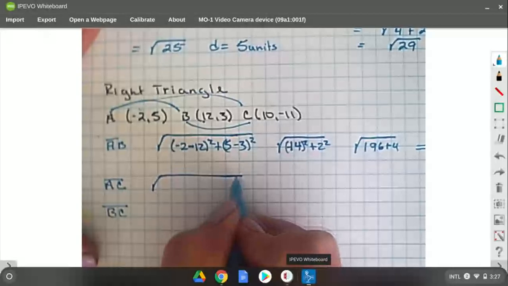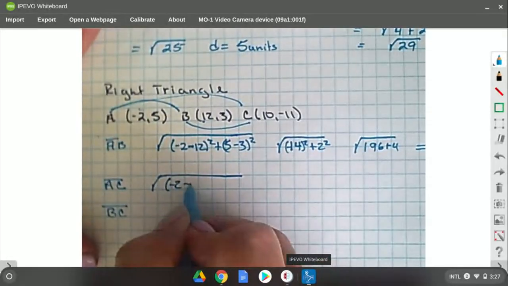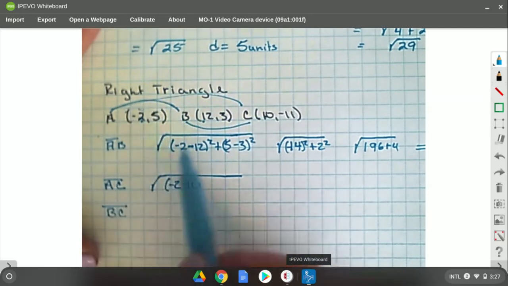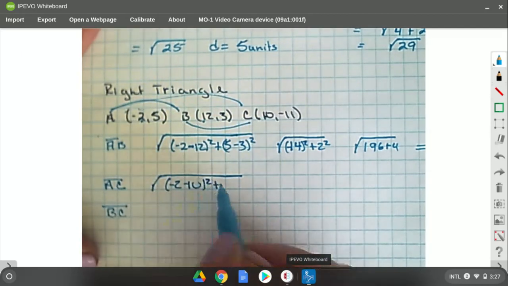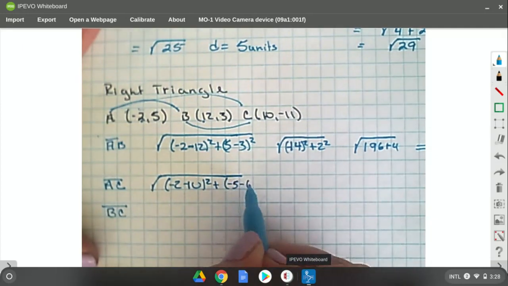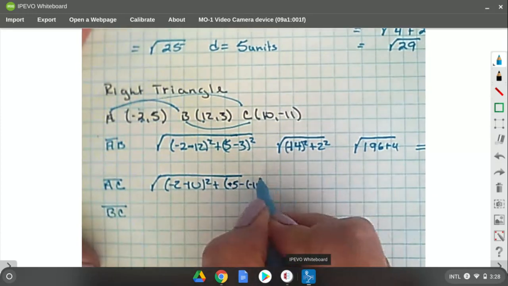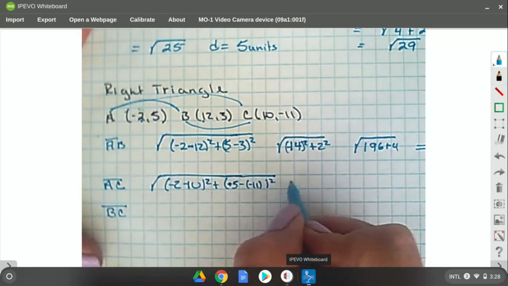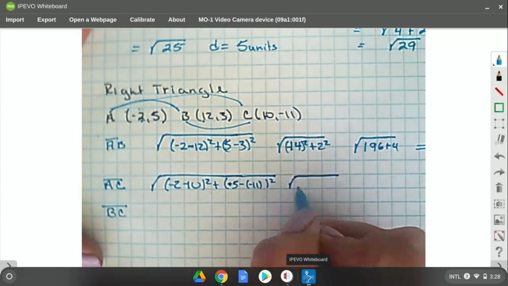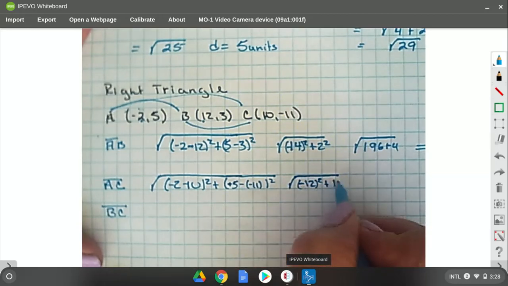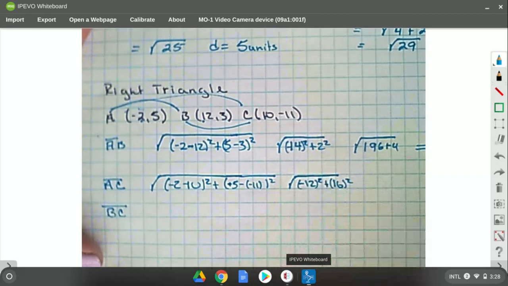So again, square root, negative 2 minus 10. X, I'm doing AC now. Squared plus 5 minus negative 11. Not negative 5, that's a positive 5. Squared. All right, so negative 2 minus 10 gives me negative 12 squared plus 16 squared.